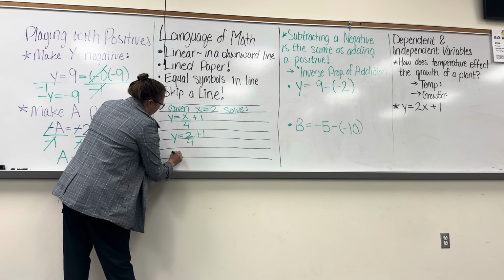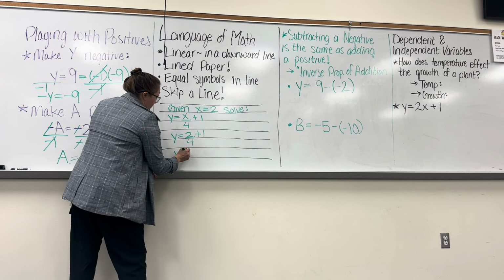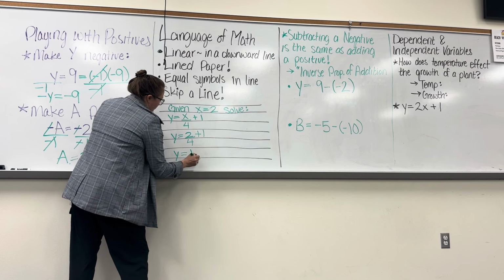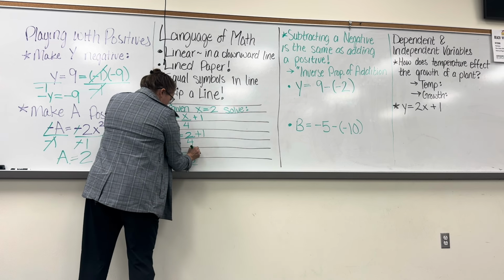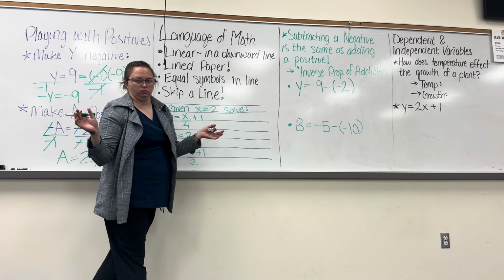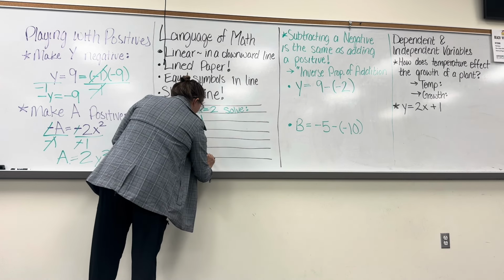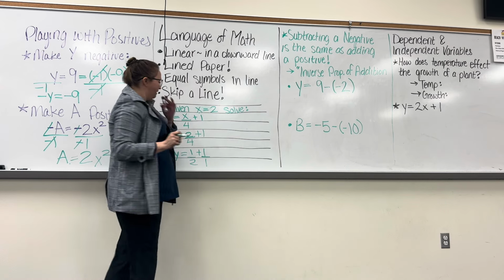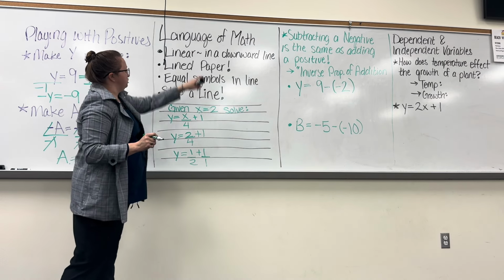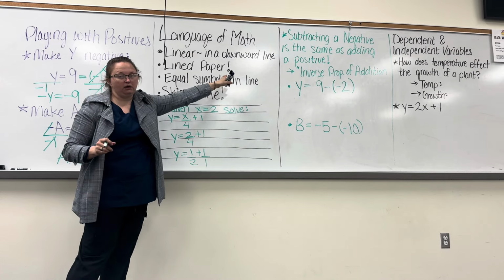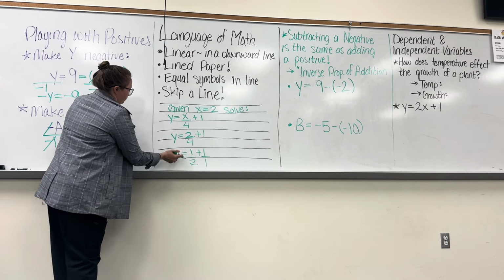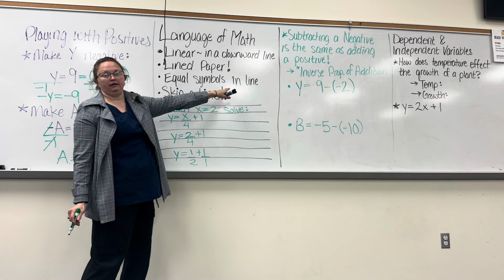Y equals 1/2 plus 1. You know that 1 is not just 1, it's 1 over 1. Okay, and so on and so forth. You would go down in a downward fashion in a line on lined paper with your equal symbols in a line, equal, equal, equal, and you would skip a line.